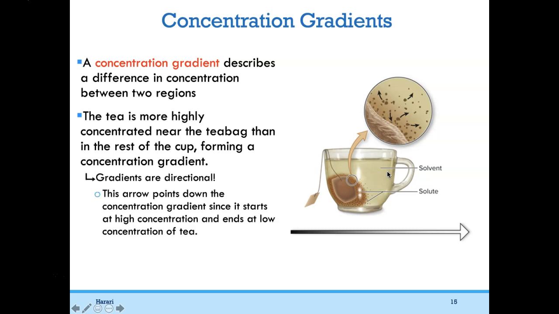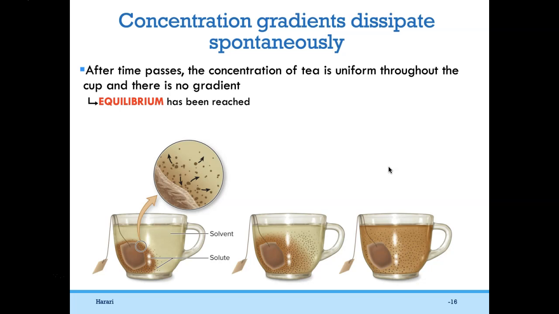And we can actually draw an arrow because gradients are directional. So this gradient points down. We say down the concentration gradient because it's going from high concentration to low concentration. So we can say the tea is going down its concentration gradient, from high concentration to low concentration. And that's happening on its own. After time passes, the concentration of tea will be uniform throughout the cup, and there is no more gradient.